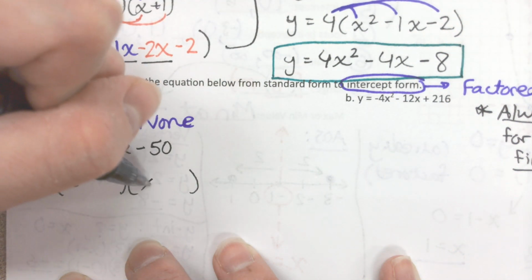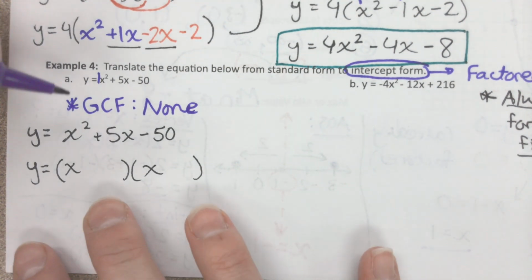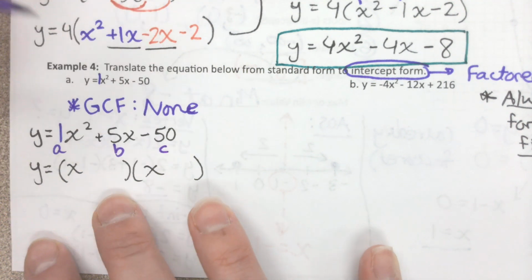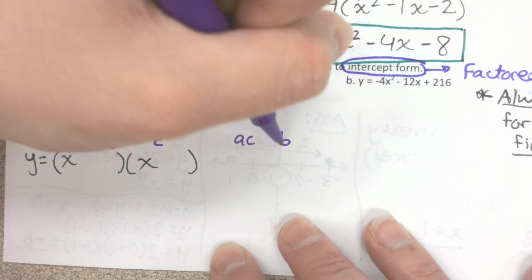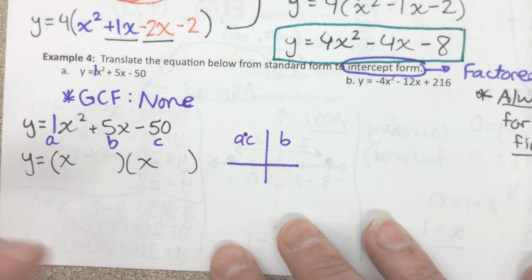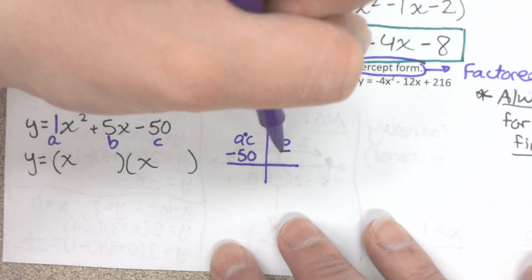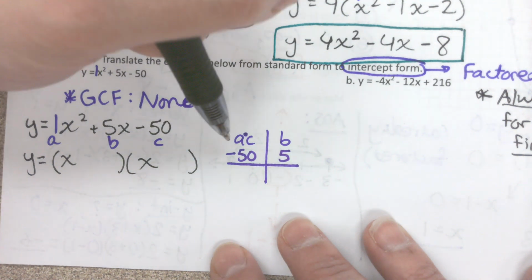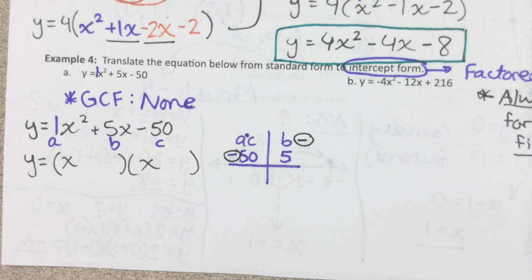X is in the front always. We need our ABC. A here is 1. And we're making an ACB chart. Remember, this is A times C. That's where this number comes from. 1 times negative 50. That's negative 50. B is positive 5. And since AC is negative, that means we're actually subtracting on the right side to get that 5. That takes away some of the work of trying to figure out what numbers do and don't work.